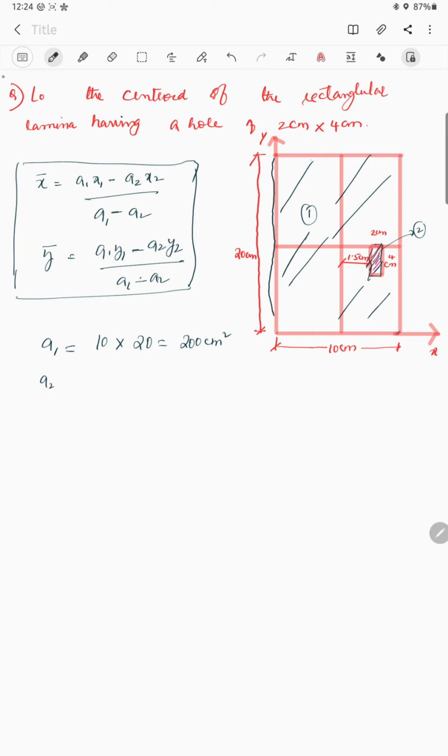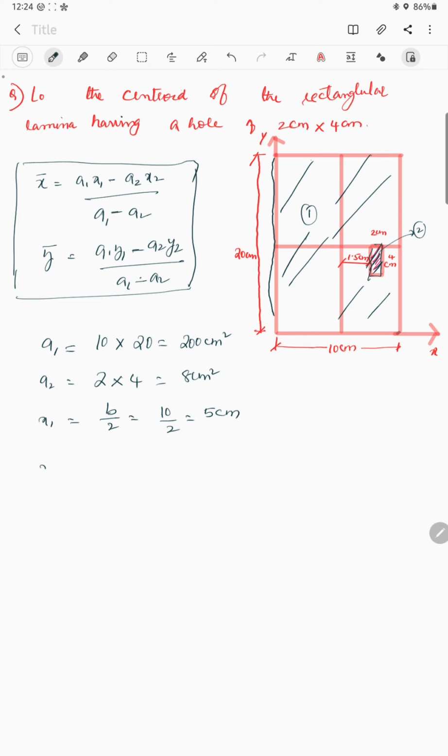What about A2 now? A2 is this figure, right? What is the area of that small hole? That is 2 centimeter by 4 centimeter. So base into height, 2 into 4, which is equal to 8 centimeter square. What about x1? x1 is equal to b by 2, which is equal to 10 by 2, which is equal to 5 centimeters.